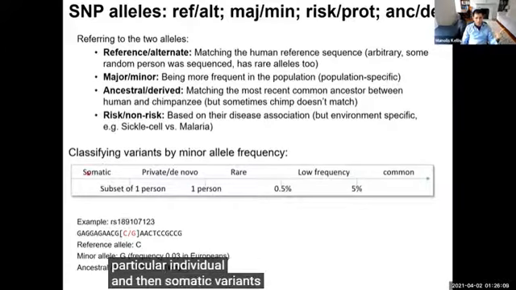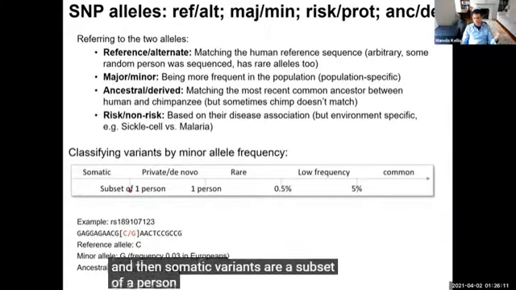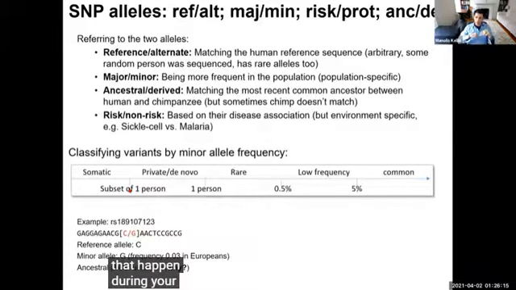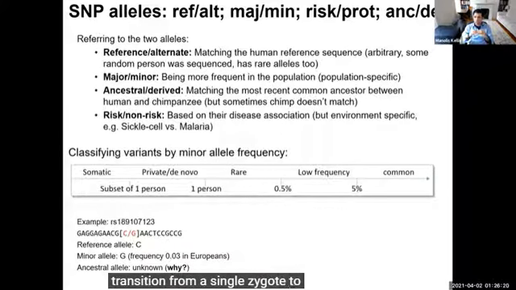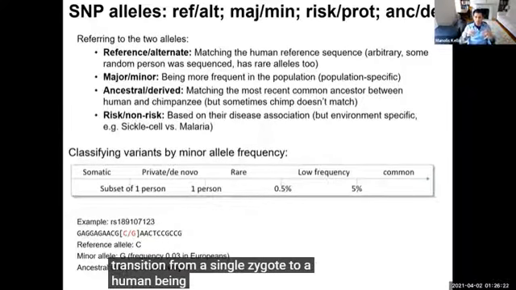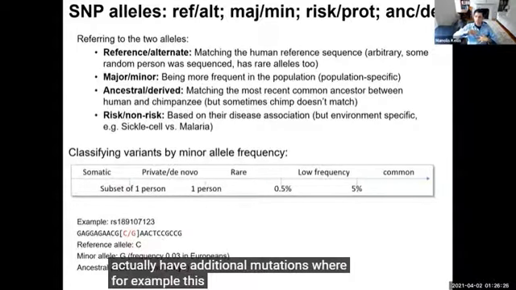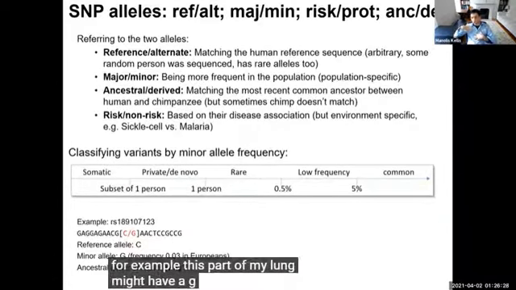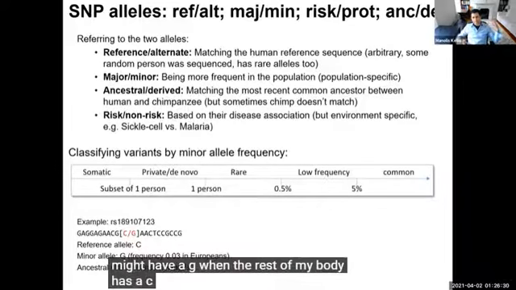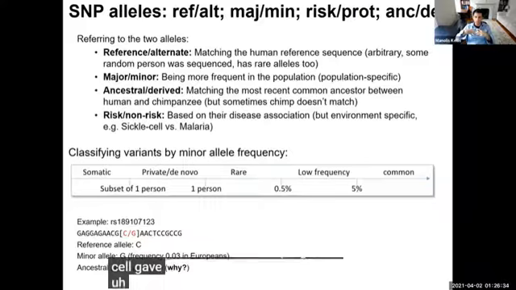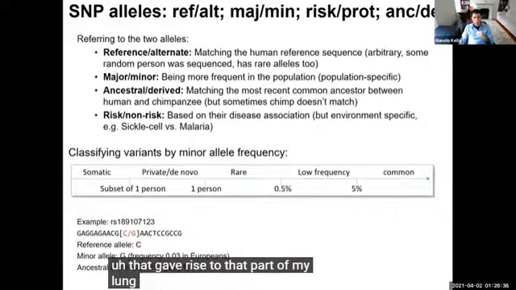And then somatic variants are a subset of a person. Basically, these are variants that happen during your transition from a single zygote to a human being. During those cell divisions, you can actually have additional mutations where, for example, this part of my lung might have a G when the rest of my body has a C at that mutation because the progenitor cell that gave rise to that part of my lung has a G.